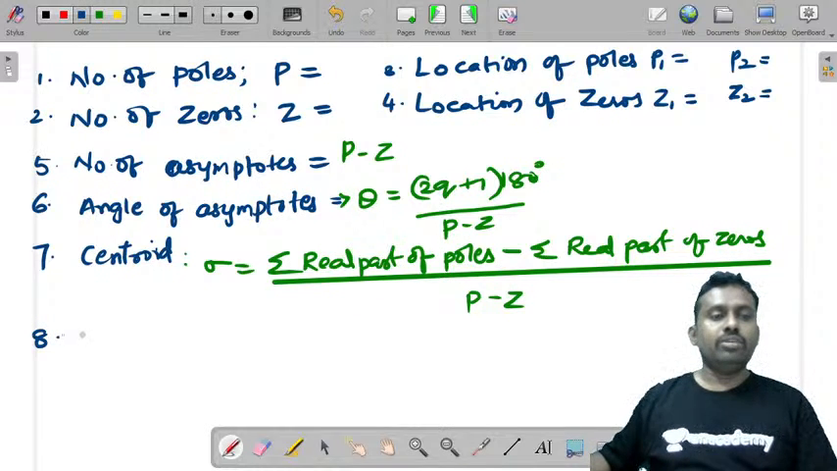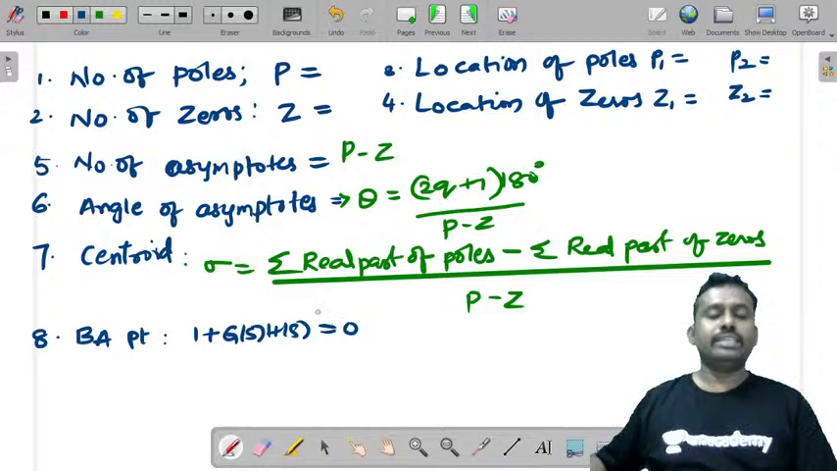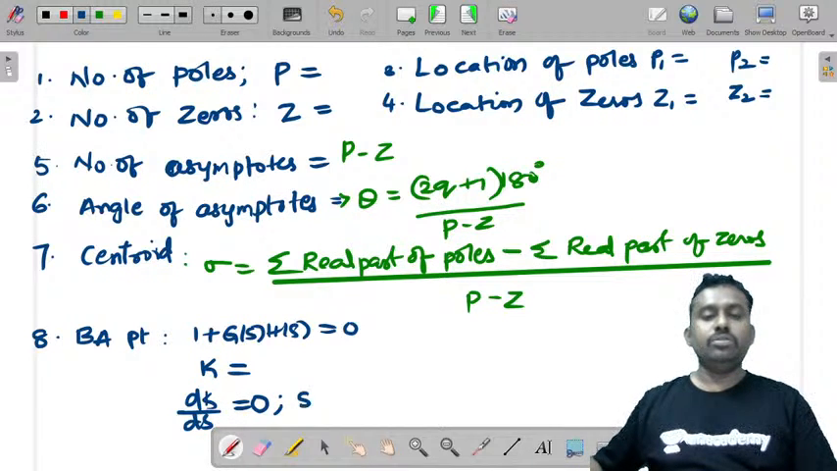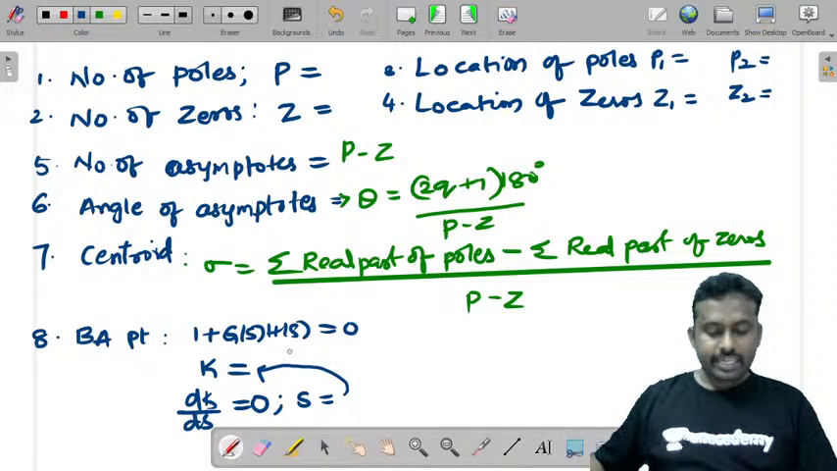And in order to find the breakaway point or break-in point, we consider 1 plus G(s)H(s) equal to 0 as the characteristic equation. Determine K from it, differentiate it with respect to s, and make it equal to 0. You get the values of s. Substitute this back into this K. If it is a positive value, you can identify directly.